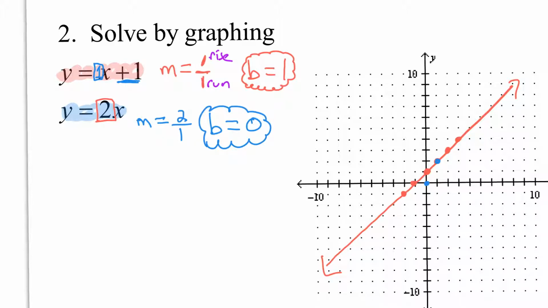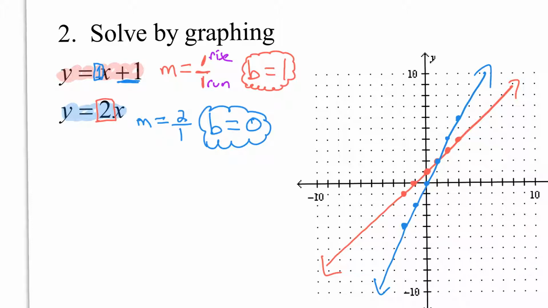But I'm going to keep going. I go up 2, 1 to the right, up 2, 1 to the right, or you guys can go the other way from the y-intercept, down 2, 1 to the left. You do the opposite, down 2, 1 to the left, and you guys connect the points. So we have a red line and a blue line.